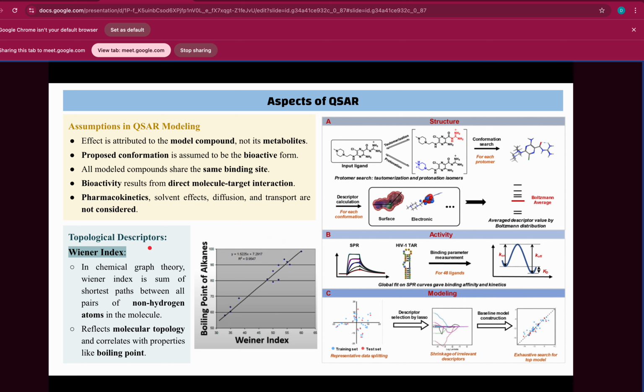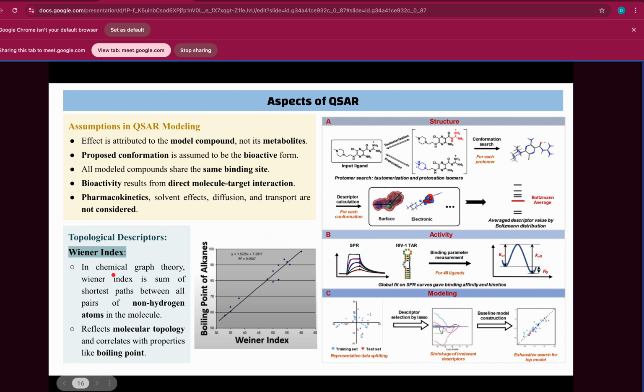Then there is another descriptor which we have seen in the previous slide, the topological descriptors, which tell you about the topology of the structure of that particular compound. There is a term called the Wiener index. Whenever we are performing these activity studies or different biochemical tests, there is one index which is also quite helpful to find out the boiling point of alkanes, which is known as the Wiener index.